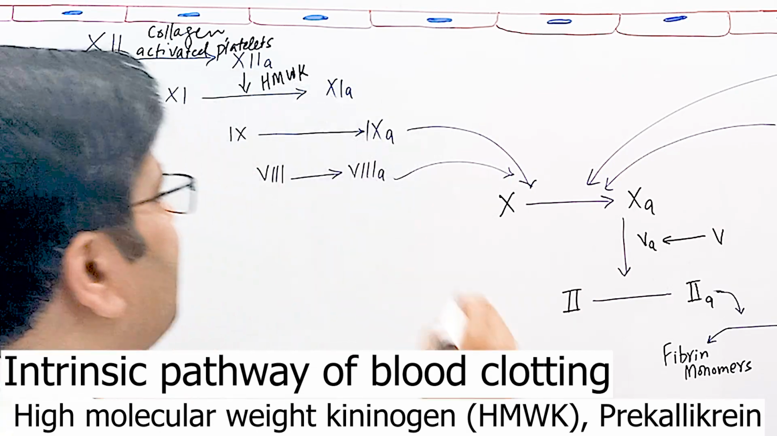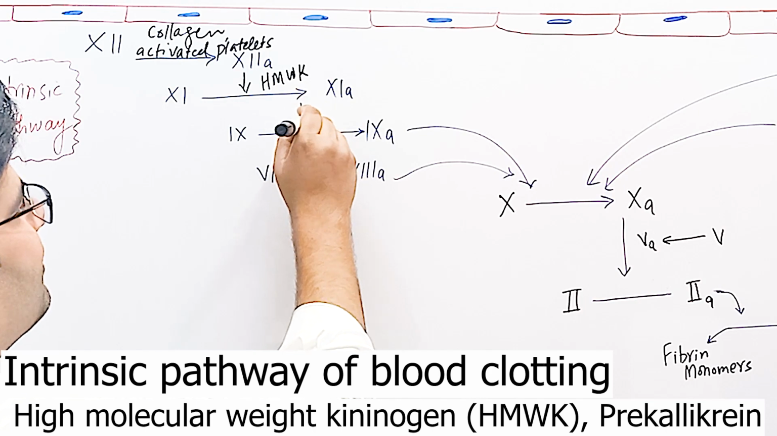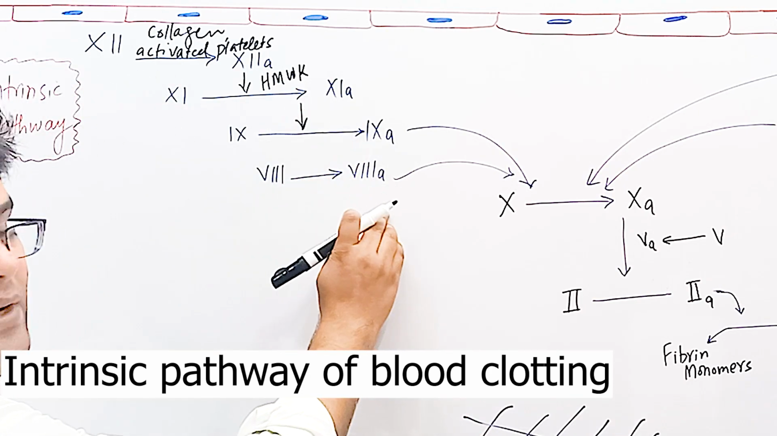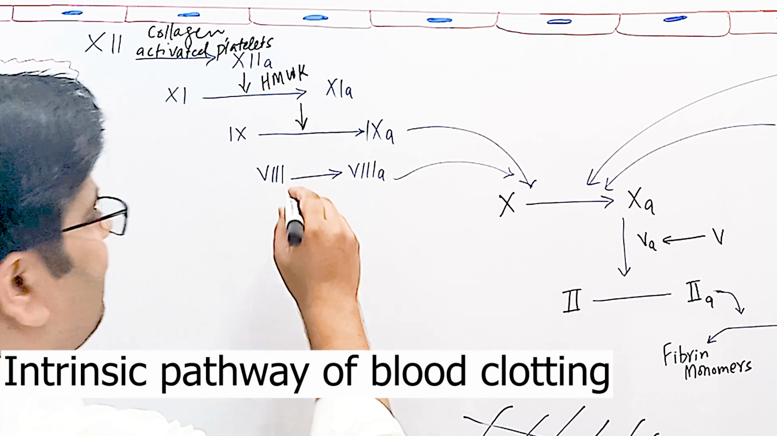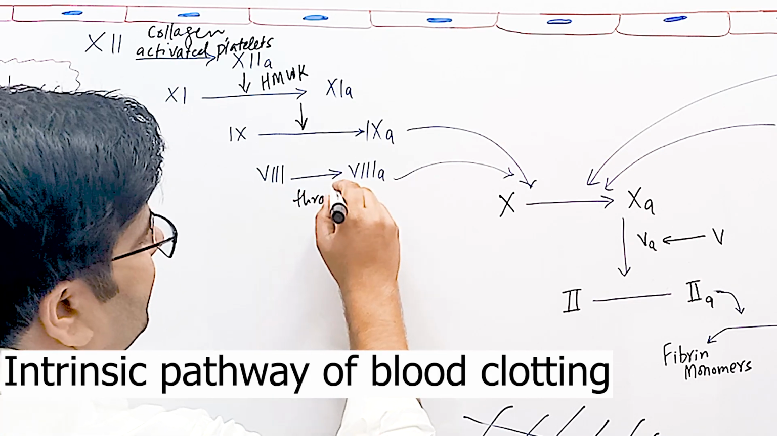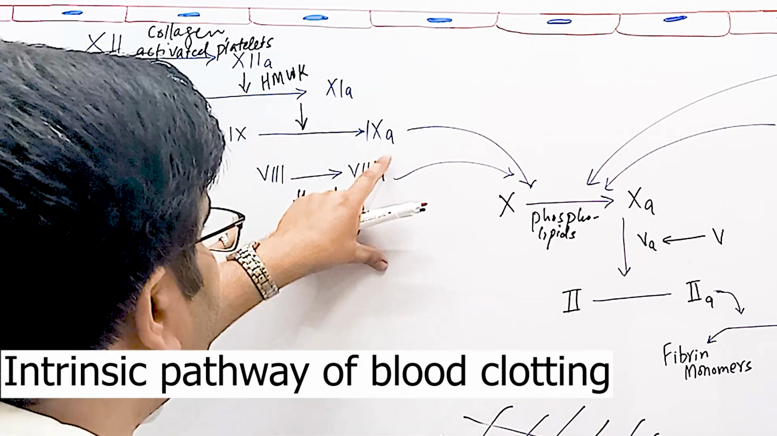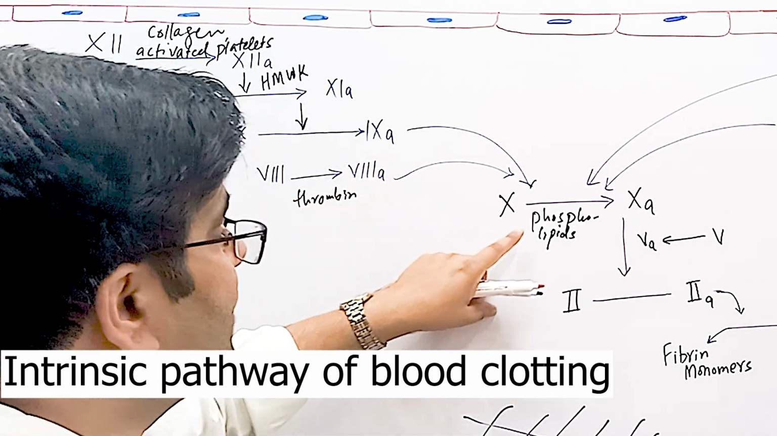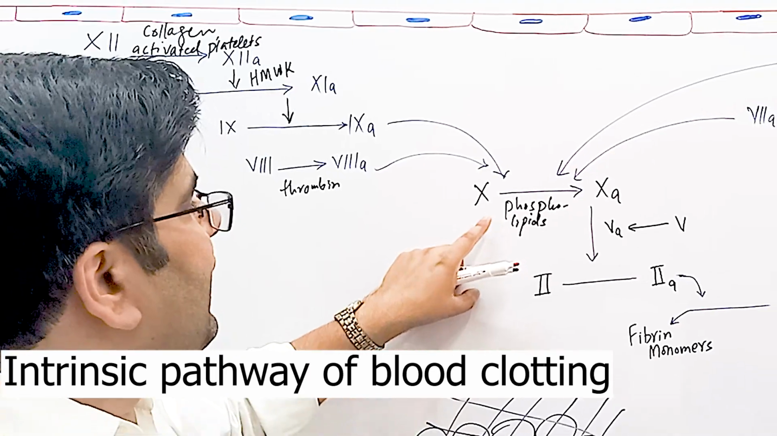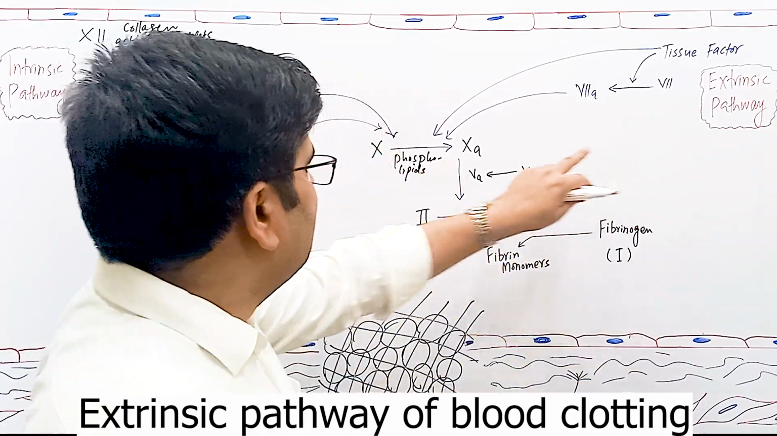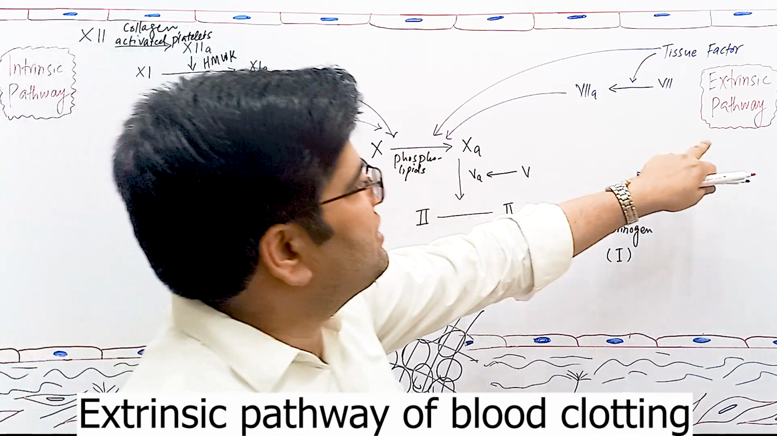This activated factor number 11 then activates factor number 9, and simultaneously factor number 8 is also activated by the action of thrombin, which is activated clotting factor number 2. Then activated factor number 9 and factor number 8, in the presence of phospholipids which come from platelets, activate clotting factor number 10. The other pathway which can make prothrombin activator is the extrinsic pathway.